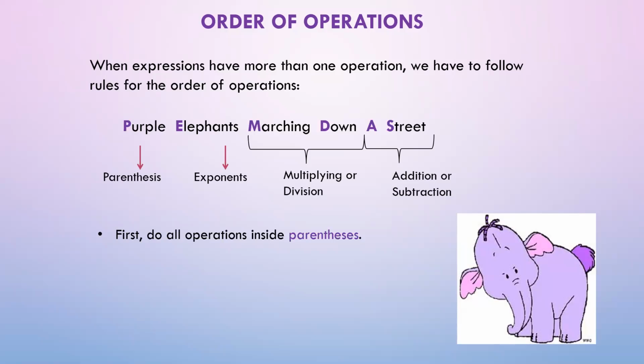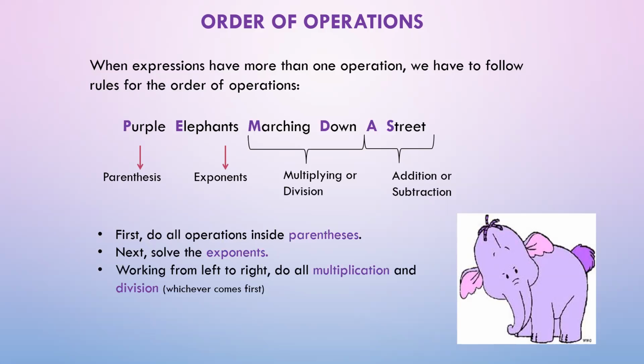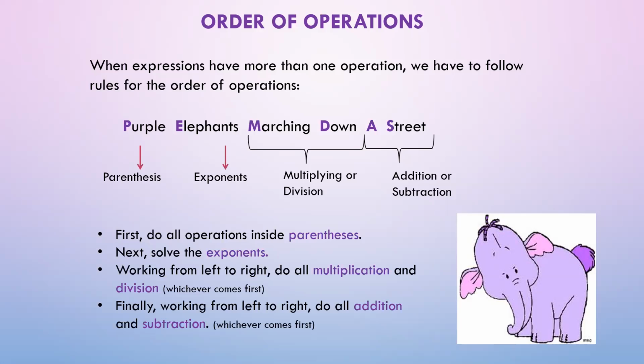So therefore, first you do all operations inside of parentheses. Next, you solve the exponents. Working from left to right, do all multiplication and division, whichever comes first. And finally, working from left to right, do all addition and subtraction, whichever comes first. So I have an example coming up.